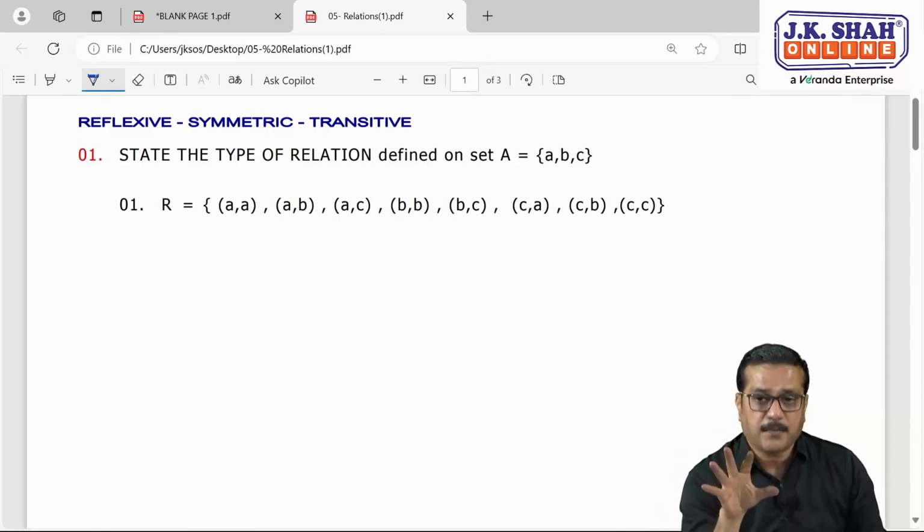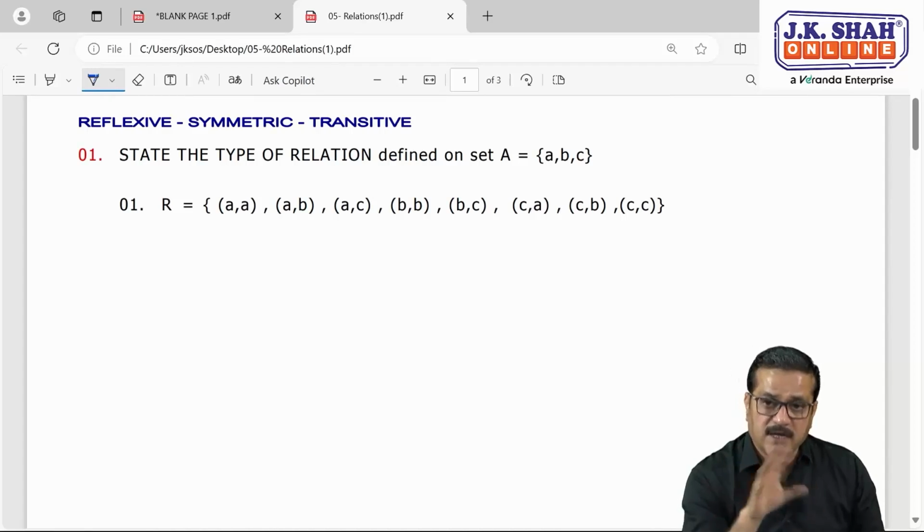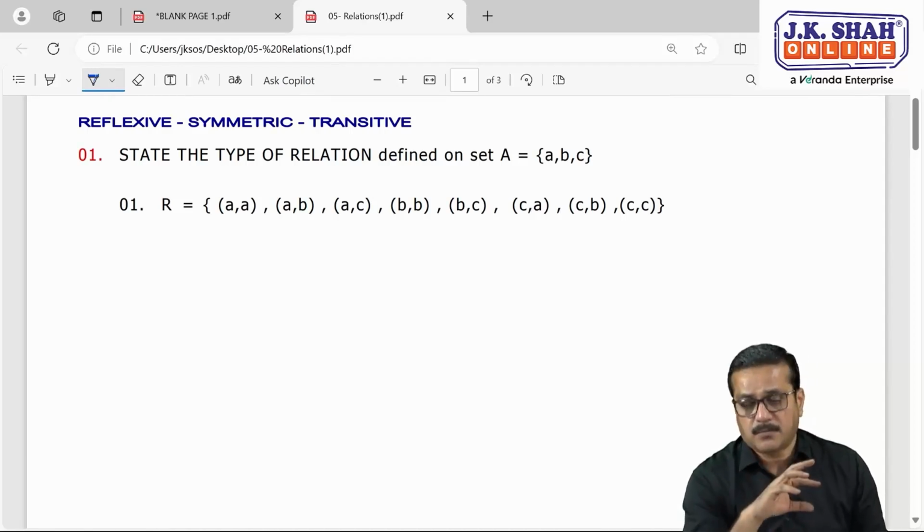ट्रांजिटिव में कुछ हाईलाइट पॉइंट्स, which can save our time and quite important points. Do not check your transitivity on and with pairs having homo components. Inherently they are transitive. Check your transitivity on and with pairs which are having hetero components.